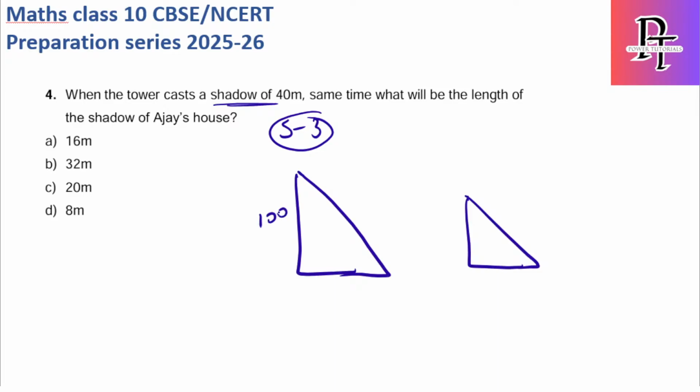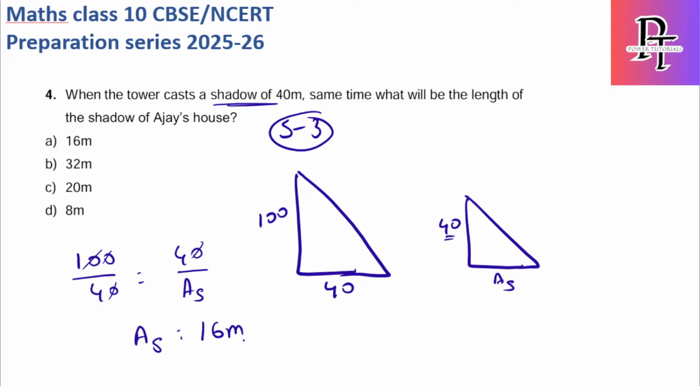So first of all, the height of the tower is 100 and Ajay's height we just found is 40. Now the shadow of the tower is 40. We need to find Ajay's shadow. So again, similar triangles: heights, 100 by 40, is equal to the bases, 40 by Ajay's shadow. So this cancels, this also gets cancelled out. So simply Ajay's shadow is equal to 4 into 4, which is 16 meters, which is option A.